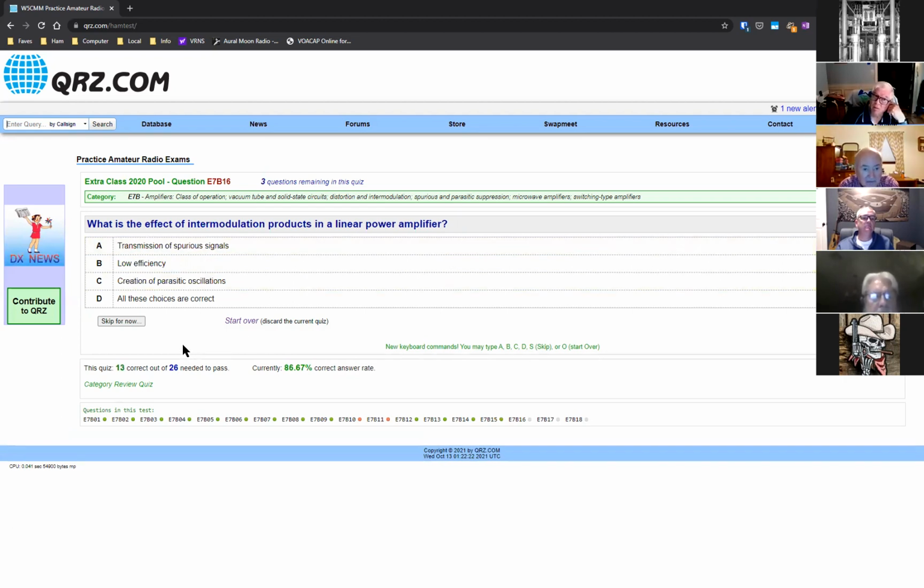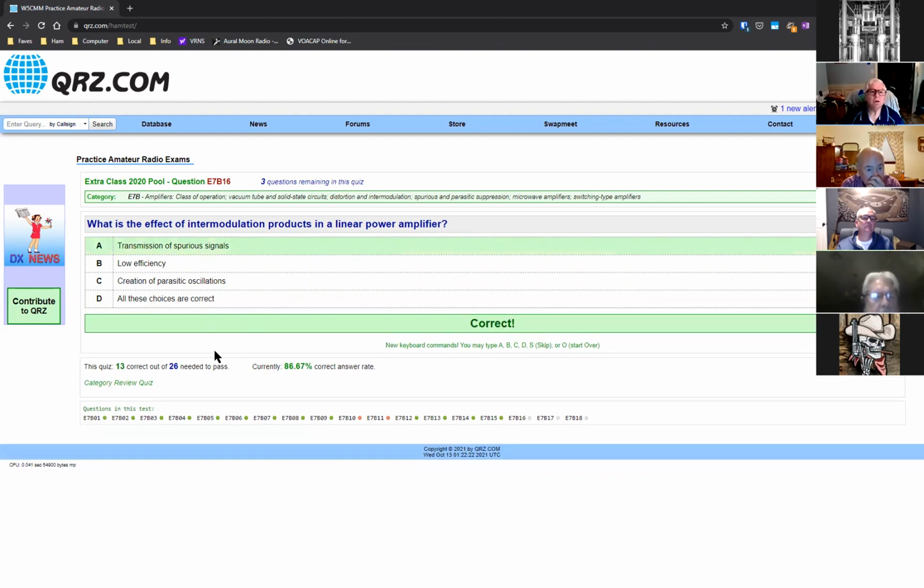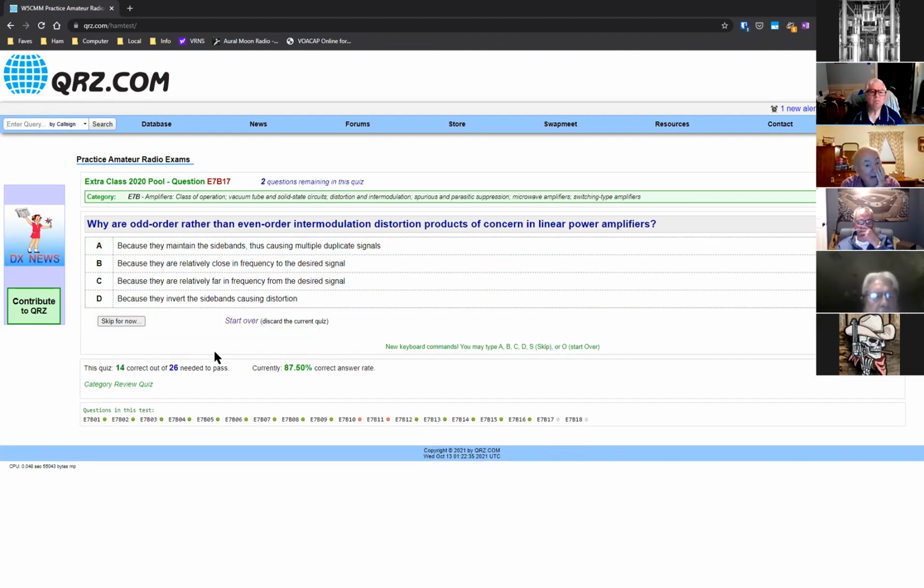What is the effect of intermodulation products in a linear power amplifier? A. Yeah, spurious signals. Why are odd order rather than even order intermodulation distortion products of concern in linear power amplifiers? B. Yeah, they're going to be close in frequency to the desired signal.